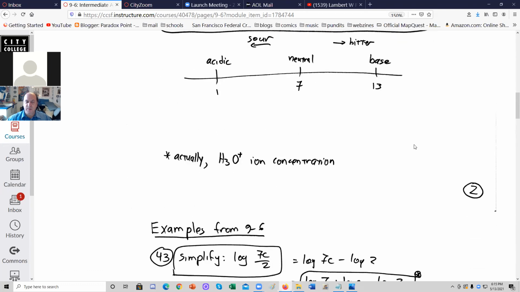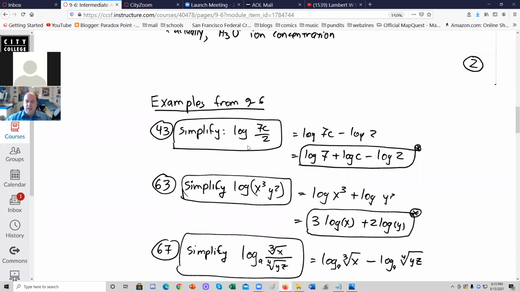So examples. Let's simplify some logarithmic expressions. Here's common log of 7c over 2. Well, this is log of a quotient, so it's log 7c minus log 2. There we have log of a product, and that's a sum of logarithms. So log 7 plus log c minus log 2. Here's common log of x to the third, y to the second. We right away break that into log x to the third plus log y to the second. Then we bring the powers outside, 3 here, 2 here, and get 3 common log x plus 2 common log y.